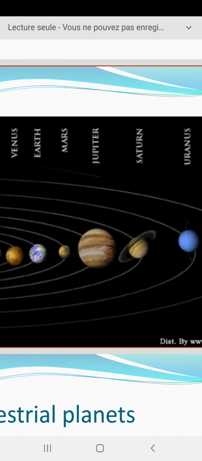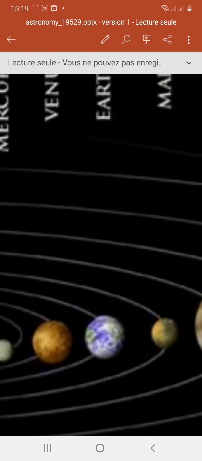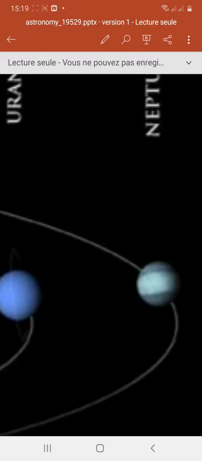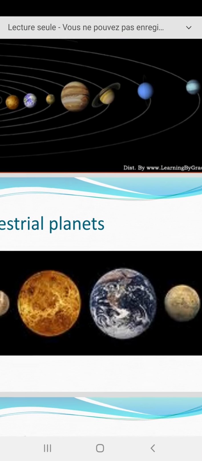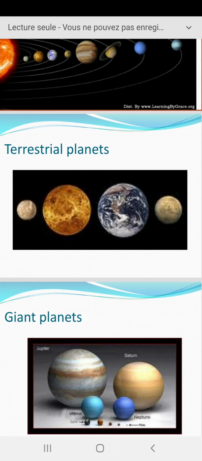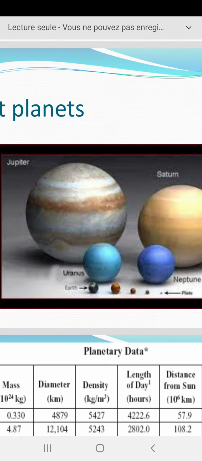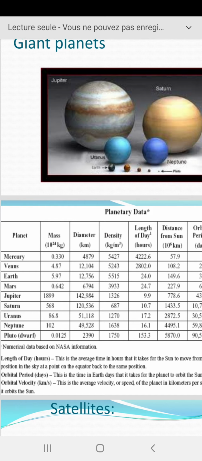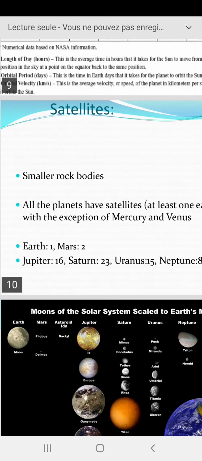So now look at the four here. These four are terrestrial: Mercury, Venus, Earth, and Mars. And then the four here starting with Jupiter are the gas giants: Jupiter, Saturn, Uranus, and Neptune, right? Terrestrial planets: Mercury, Venus, Earth, Mars. Giant planets are four. Jupiter, the biggest planet in the solar system, Saturn, Uranus, and Neptune. The table here shows some information about planets, right? I'm not going to go into details.